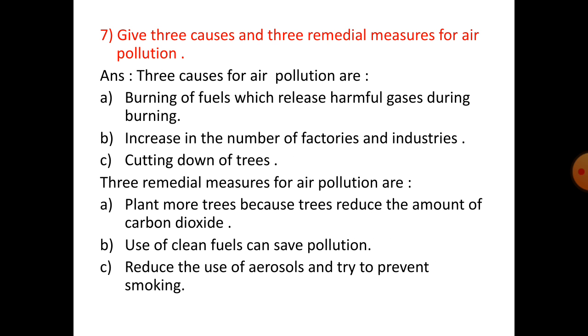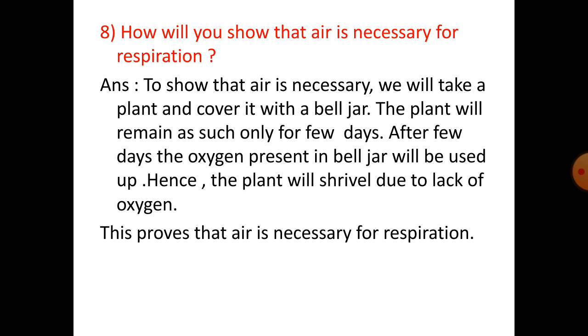Number 7. Give 3 causes and 3 remedial measures for air pollution. 3 causes for air pollution are burning of fuels which release harmful gases, increase in the number of factories and industries, and cutting down of trees. 3 remedial measures for air pollution are: plant more trees because trees reduce the amount of carbon dioxide, use of clean fuels can save pollution, and reduce the use of aerosols and try to prevent smoking.